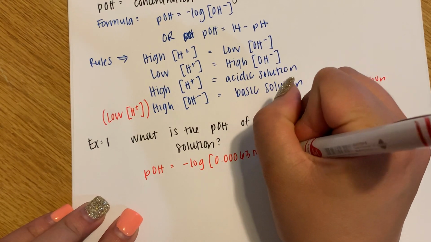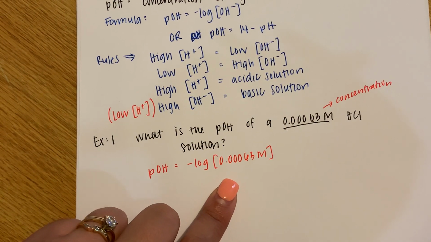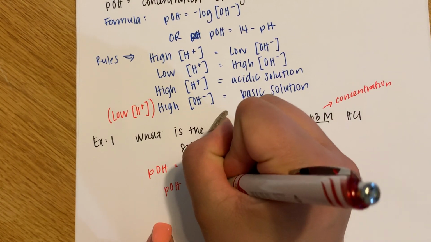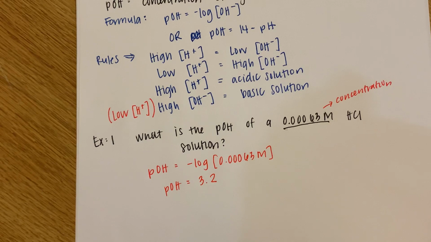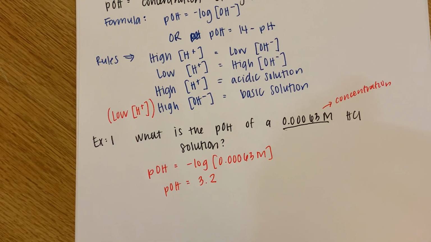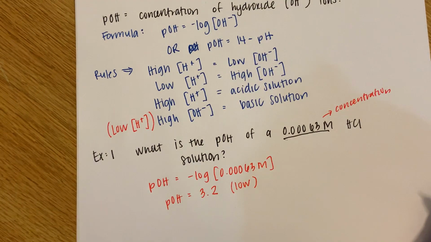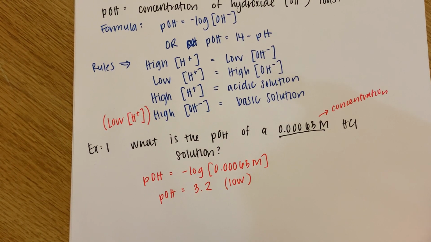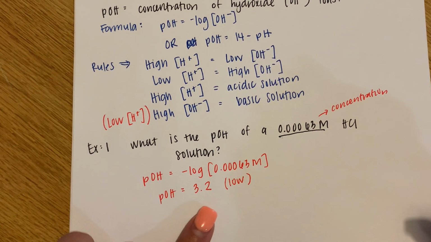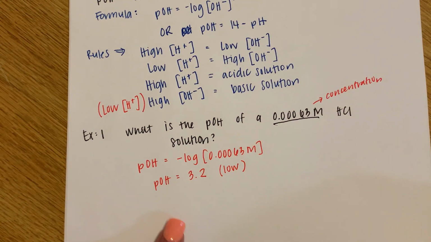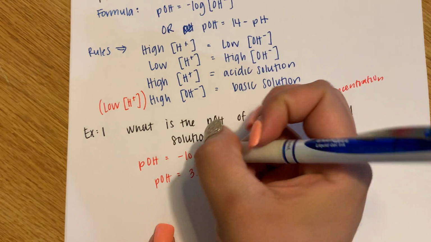Okay, so when I plug that into my calculator, we get a pOH of 3.2, or 3.20. So if it's 3.2, that is a low pOH. Let's calculate, I want you to see this relationship really quick.